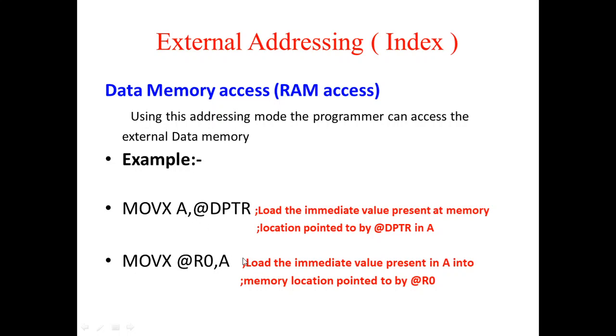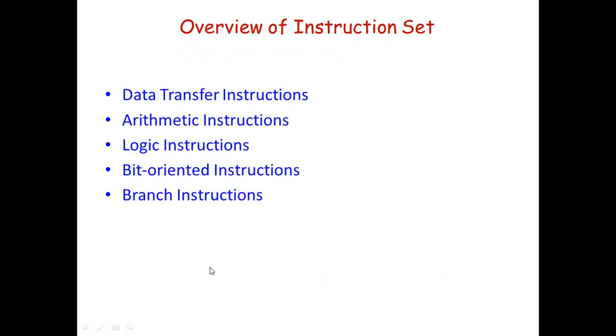Suppose I want the other action, that is to load the value from the accumulator into the external memory which is pointed by R0. In that situation I write MOVX @R0, A, means my accumulator data is passed to the external memory which is pointed by R0. In this fashion, I am discussing here only addressing modes. From the next lecture we will discuss various instruction sets. Okay, we have just summarized addressing modes.